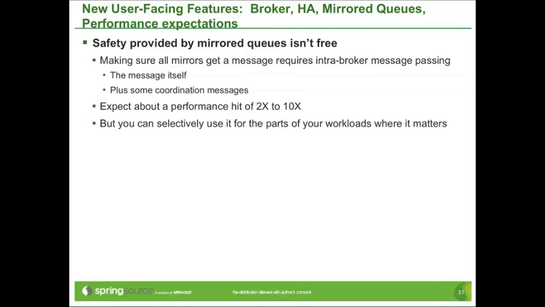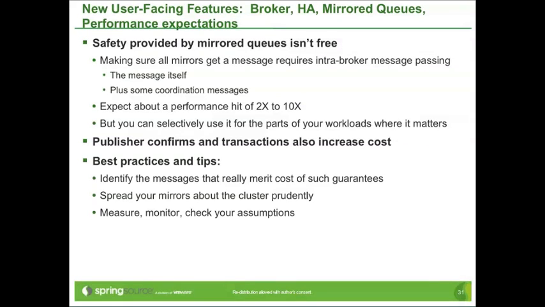In most messaging applications, there are different classes of messages that have different priorities and different importances, which denote whether you can afford to lose some, or what redelivery guarantees you need to pay for on them. Publisher confirms and transactions also aren't free. So identify the messages that really merit the cost such guarantees incur.